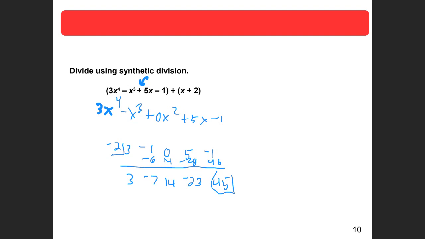Now it started out x to the fourth, so this is going to be 3x to the third minus 7x squared plus 14x minus 23. Remainder 45 over, what was that, x plus 2? And that would be my answer. Now, if you had to do this long division, you'd probably still be working on it. Synthetic division is awesome because it gets rid of all those variables.